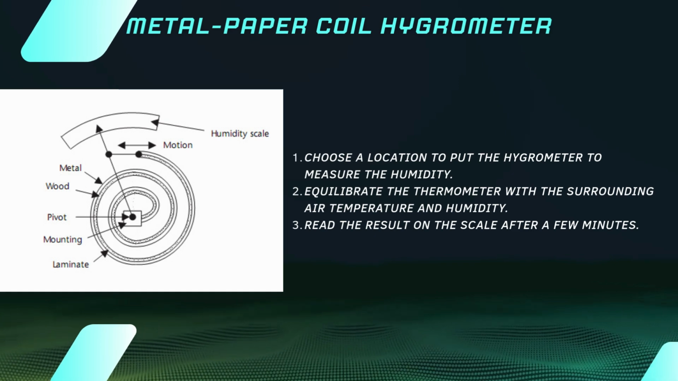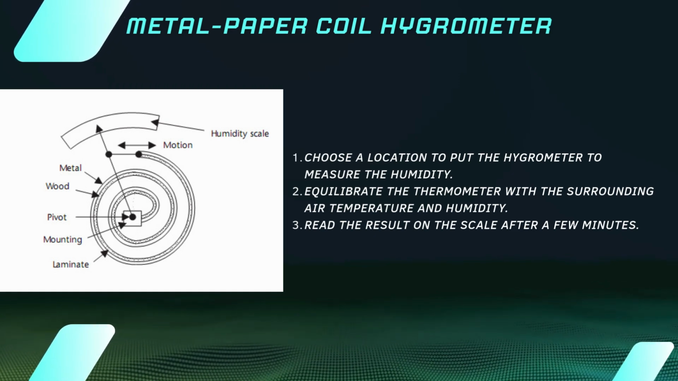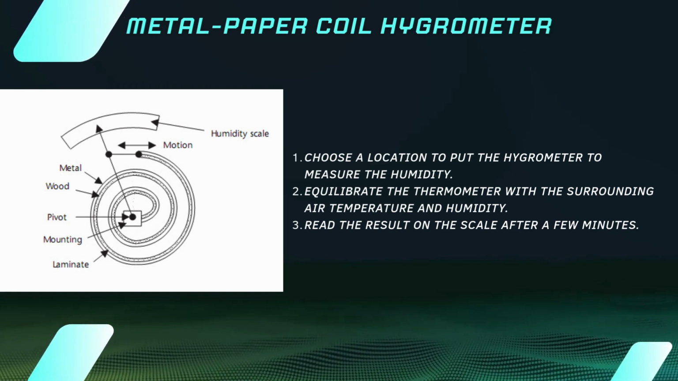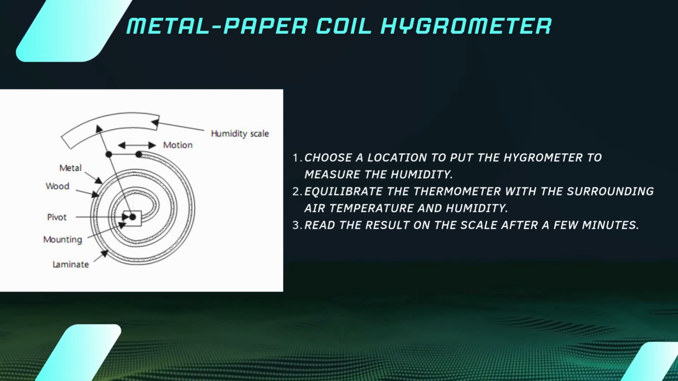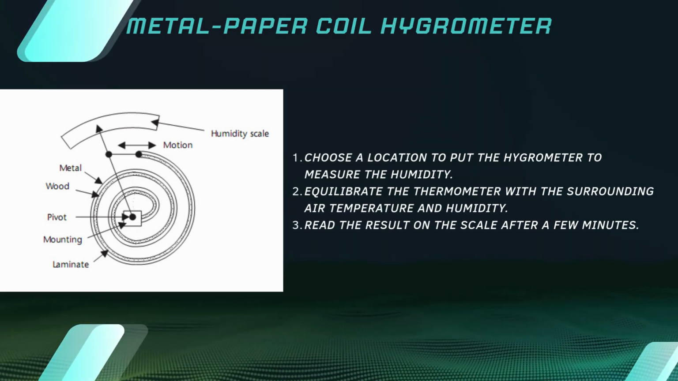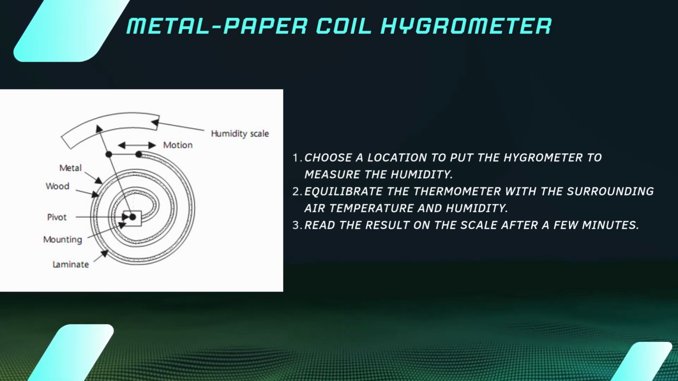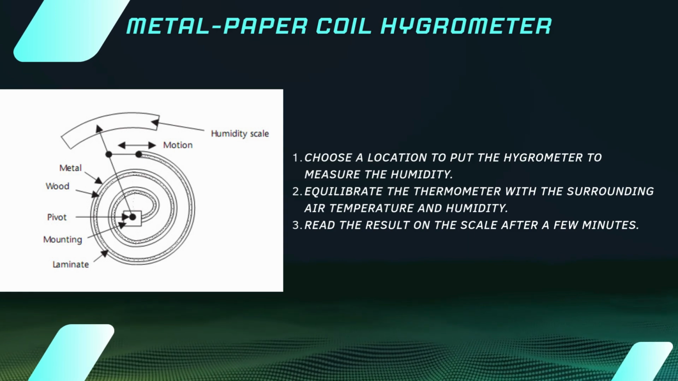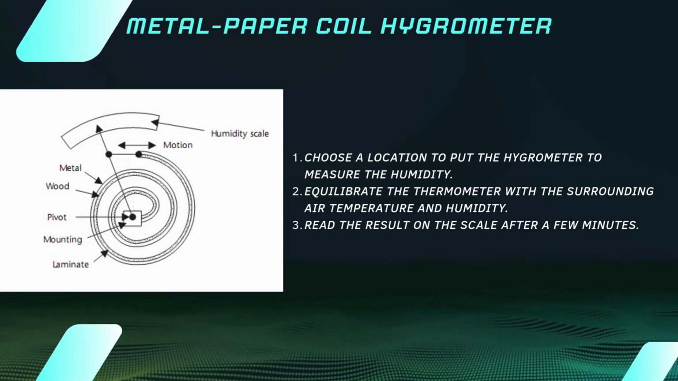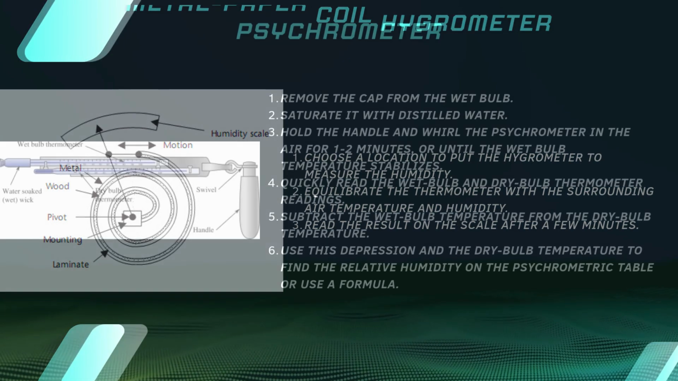With this instrument, place the metal paper called hygrometer at the location where you want to measure the humidity. Allow the hygrometer to equilibrate with the surrounding air temperature and humidity. After a few minutes, the coil has been bent in response to the absorption of moisture by the paper strip, which leads to the movement of the pointer on the scale. Read the result on the scale.